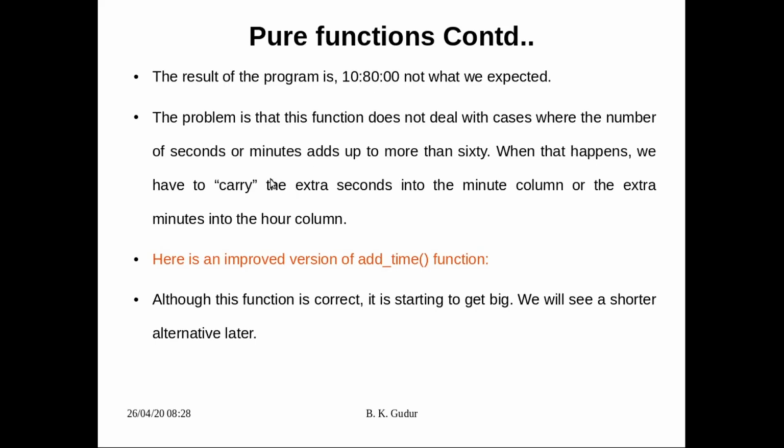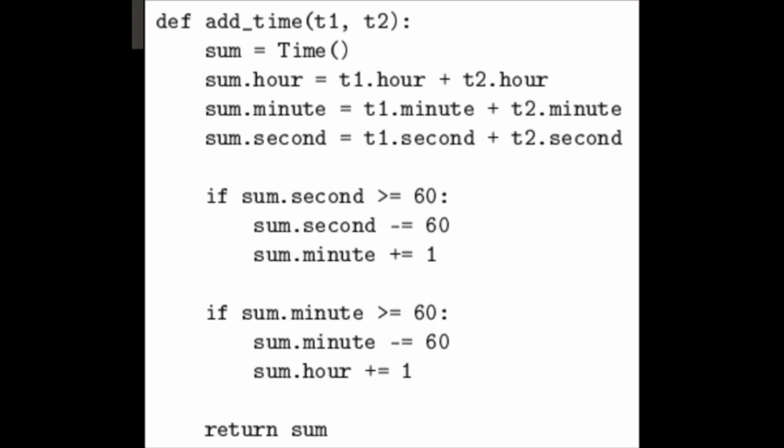When that happens, we have to carry the extra seconds into the minute column and the extra minute into the hour column. Whenever the seconds are more than 60, 1 minute should be added to the minute attribute. If the number of minutes is more than 60, then 1 hour should be added to the hour attribute. That we have not taken care of in the previous function. But here we can see the improved version of the same add_time function.